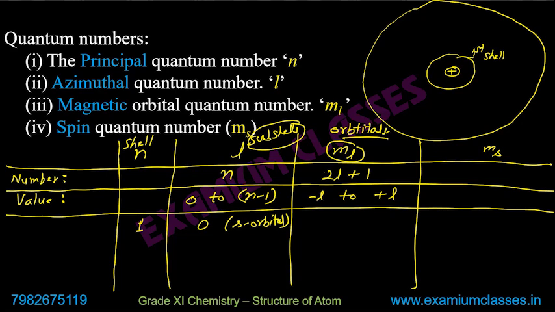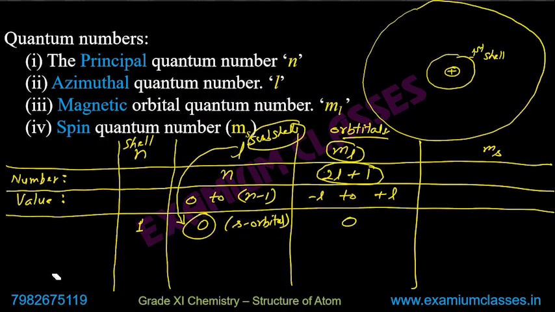If we are talking about a shell, how many subshells will be there? How many orbitals will be there in that subshell? L is the subshell we are talking about, and in this subshell L is 0. So the number of orbitals is 2L plus 1, and L is 0, which means 2 into 0 plus 1, so there will be only 1 orbital. And it will be from minus L to plus L, meaning minus 0 to plus 0, which is 0.